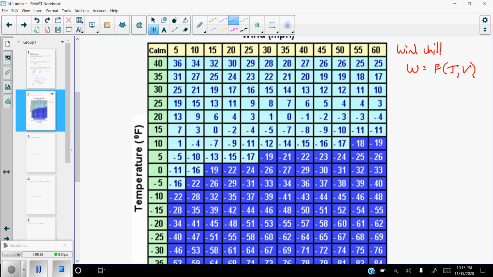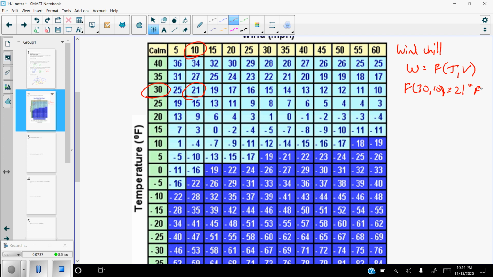So for example, if I just wanted to find the function of 30, 10, what that's telling me is I'm going to find the wind chill, or what it feels like outside, when the temperature is 30 and the velocity is 10. Well, let's take a look at that. When the temperature is 30, that's here, and the wind velocity, which is across the top, is 10, that's there. So if we match up that column, then what we get is a wind chill of 21 degrees Fahrenheit, I guess. That's what this is measured in.